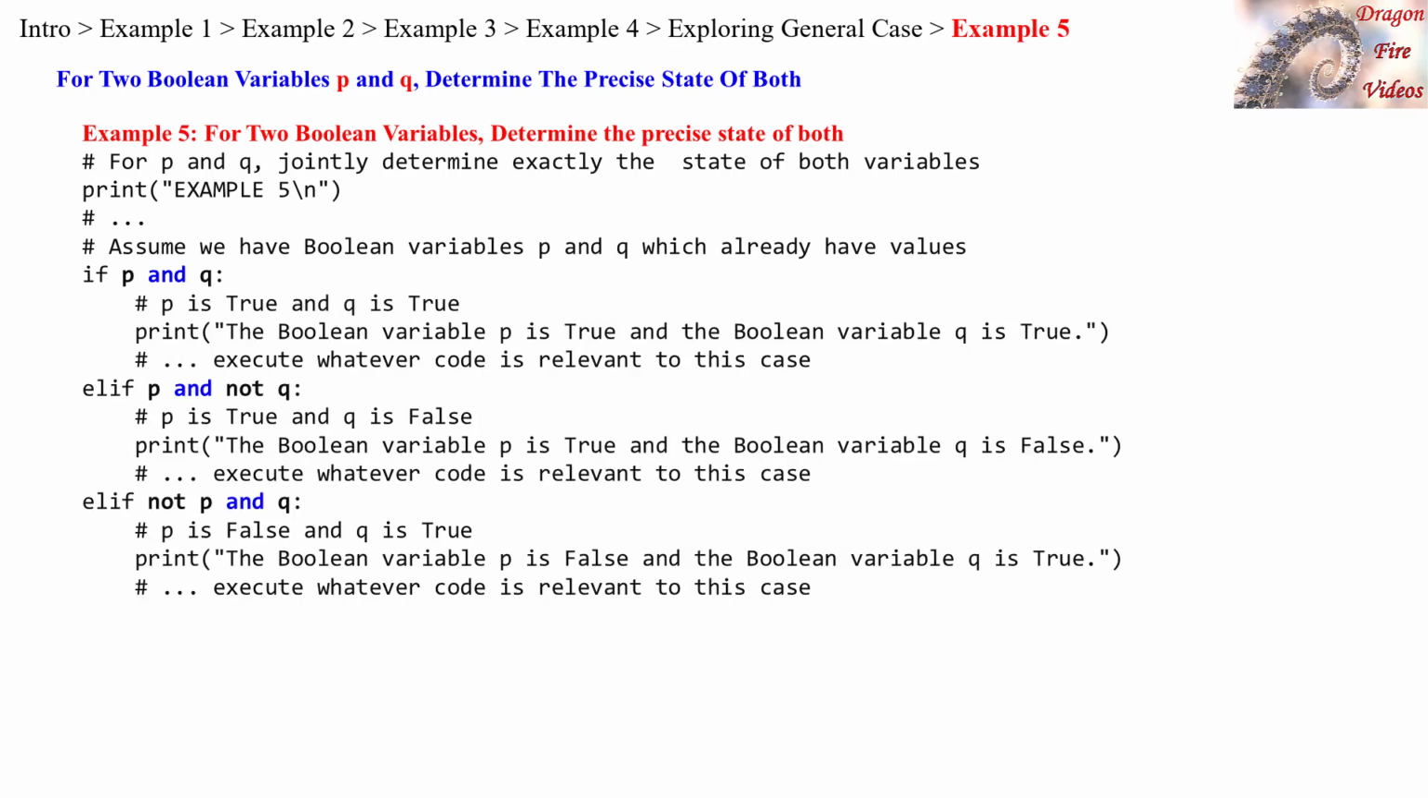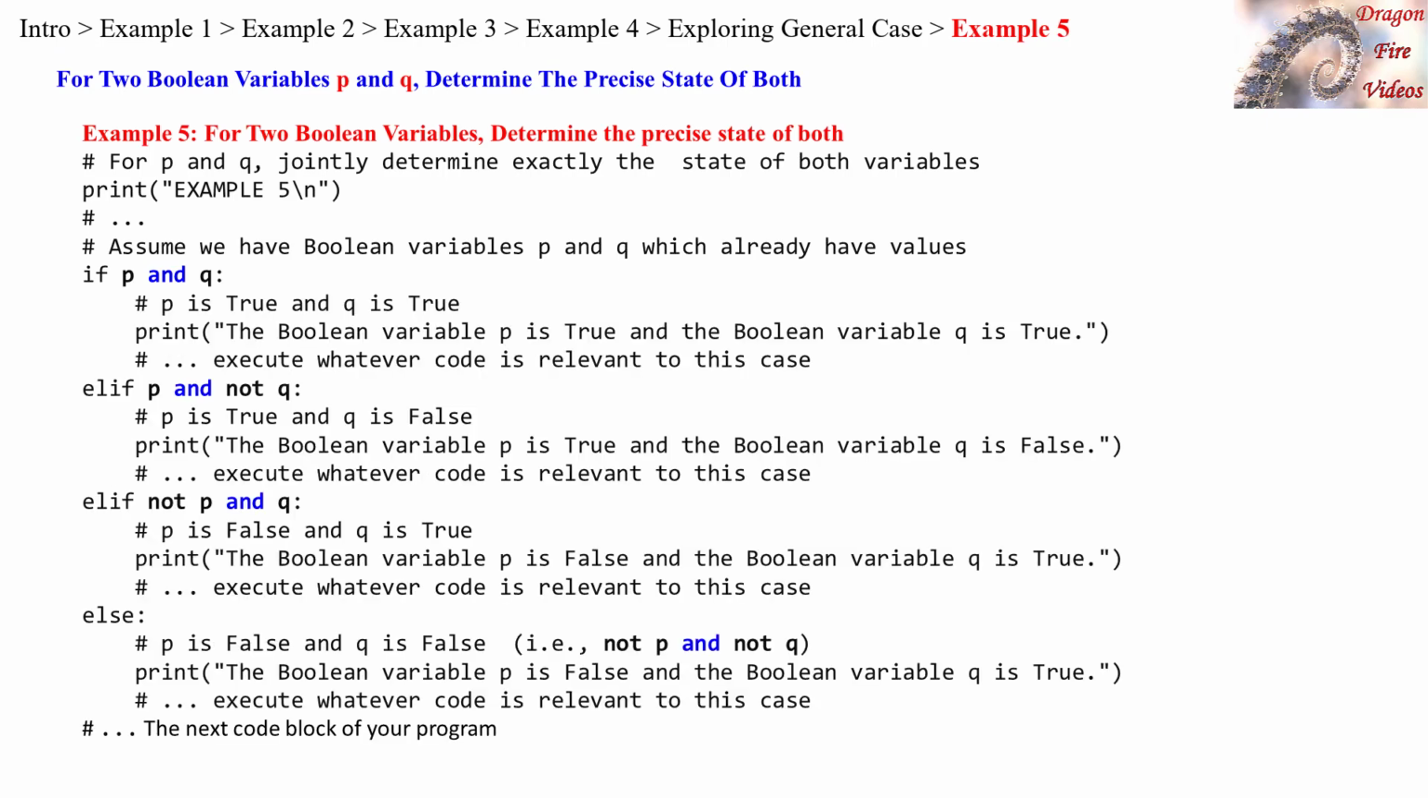Okay, so let's look at how the code would look if we had 2 Boolean variables P and Q. And notice this code parallels the code of example 4. So here's how it would look no matter what P or Q is. P could be divisible by 7, Q could be it's raining outside, it could be any Boolean condition. So here's how you jointly test the 4 states.